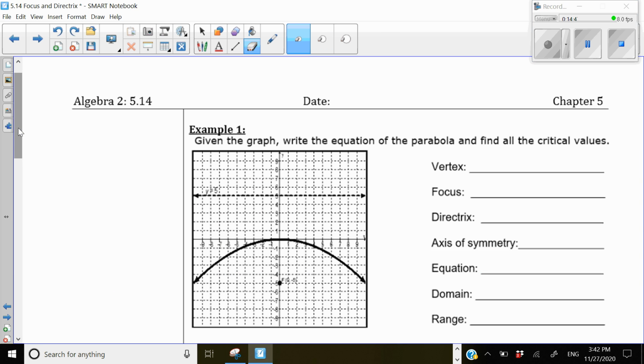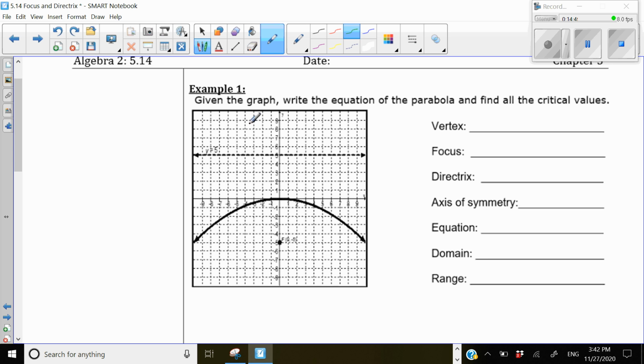Let's work on this example. The graph is given. Write the equation of the parabola and find all the critical values. Looking at this graph, I see a parabola that is opening downward. How do I find the vertex? That's going to be the highest point. This one will be the vertex. And where is it? It's at 0 and 0.